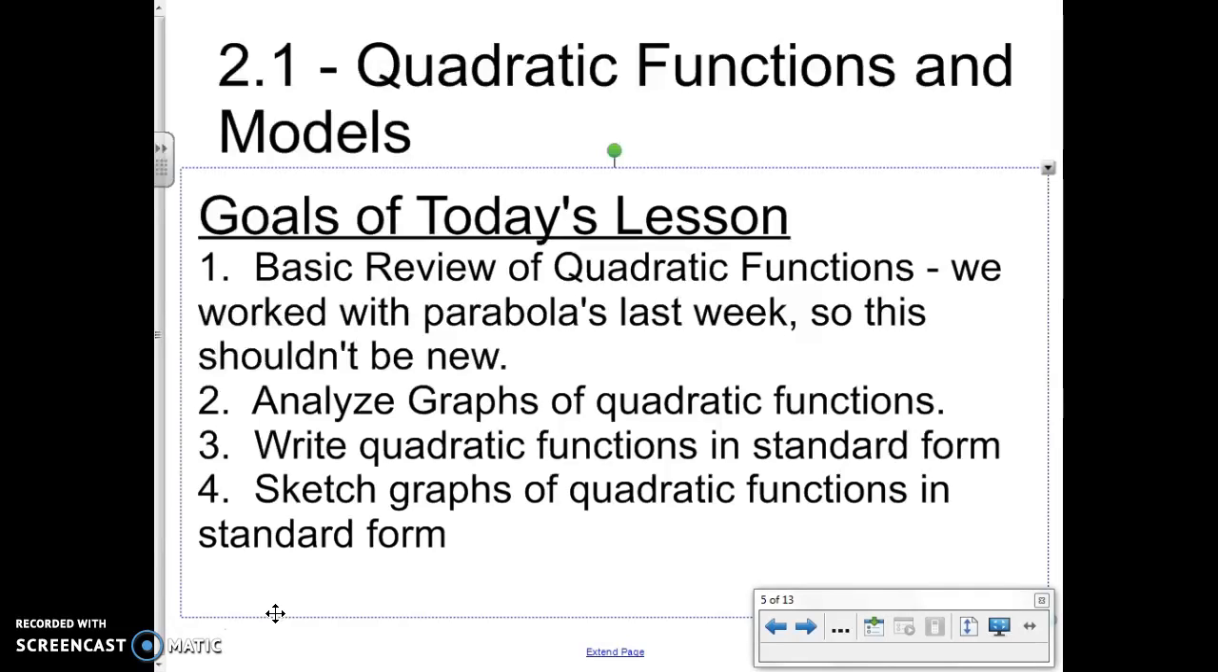We're going to continue in this portion of the lesson on analyzing the graphs. We're going to do a little bit more analyzing of graphs of quadratic functions. We're going to write quadratic functions in standard form, keeping in mind our new standard form of polynomial expressions and quadratic equations. And then we are going to sketch the graphs in standard form. So yes, we've already looked at some of this in part 1, but we're going to go a little more in depth here in part 2 of the lesson.